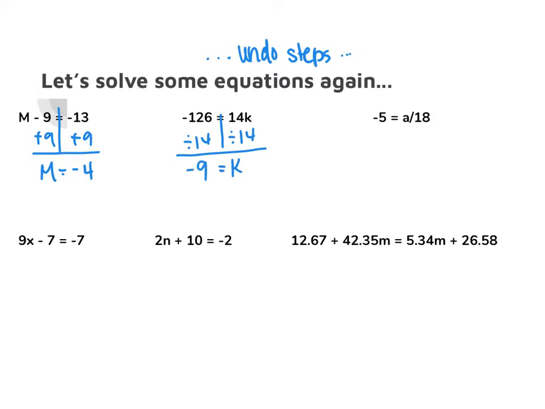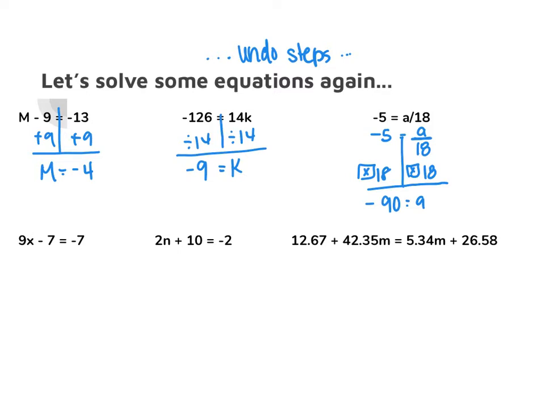This next one really is saying negative 5 equals a divided by 18. So if I'm going to do an undo step, I have to move that divide by 18, and I'm going to do that by multiplying both sides by 18. That gives me negative 90 equals a. So stop the video right now, look over those, and try those on your own.